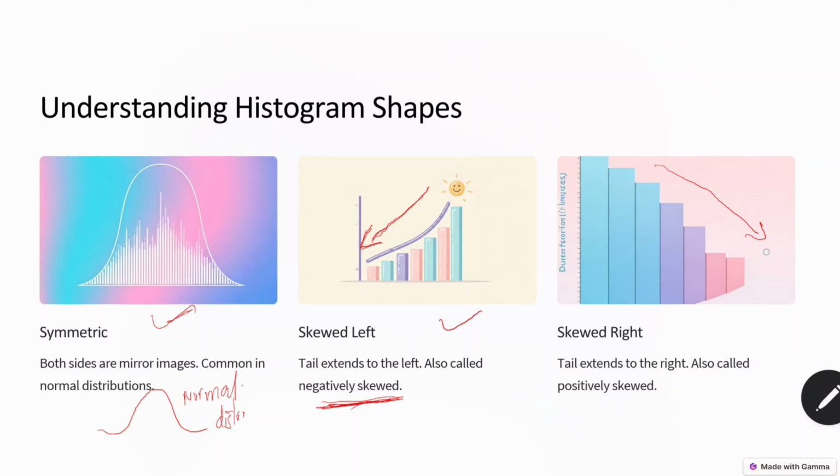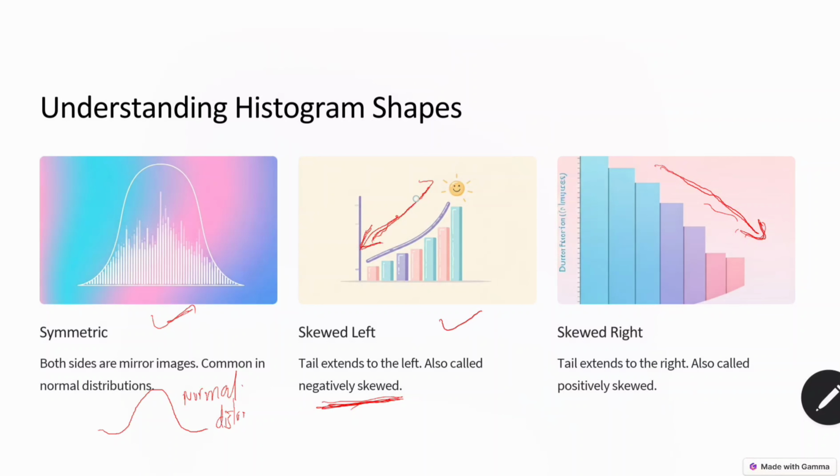And if you look at the last one, the tail is to the right. This is called skewed to the right. You can even say this is going up and this is coming down. Either way, if the tail extends to the right, we say skewed to the right.